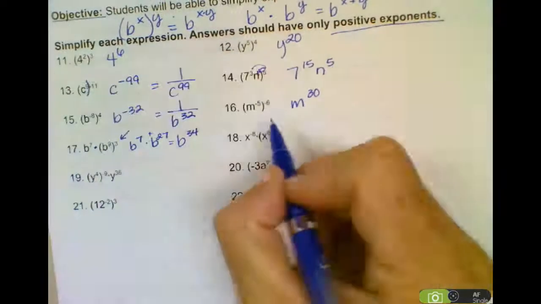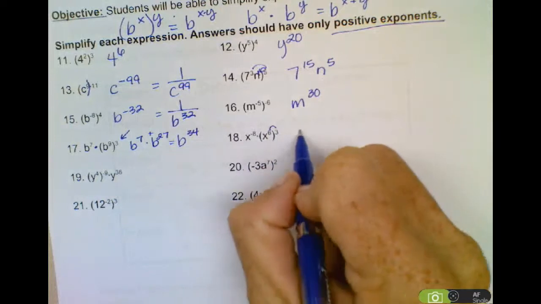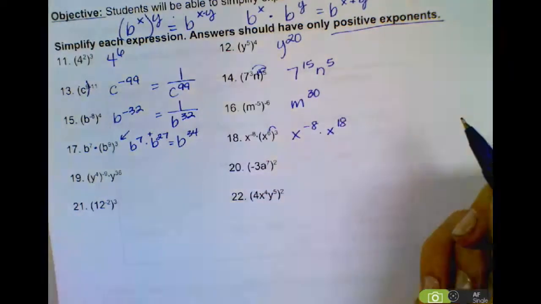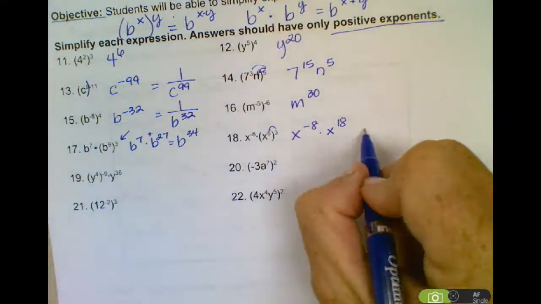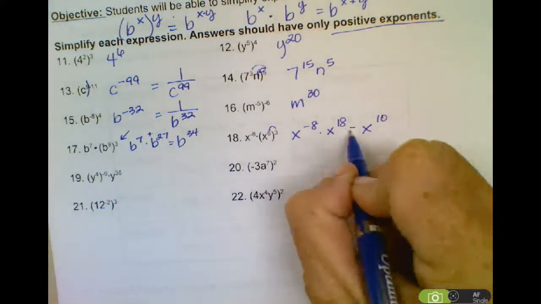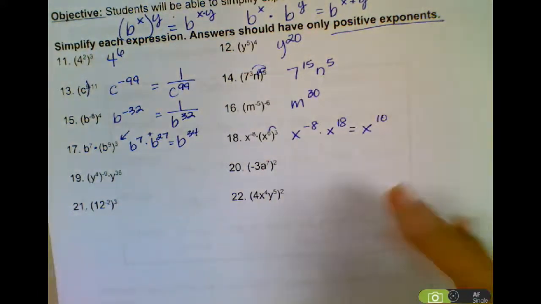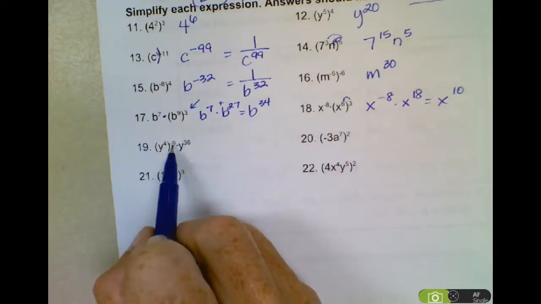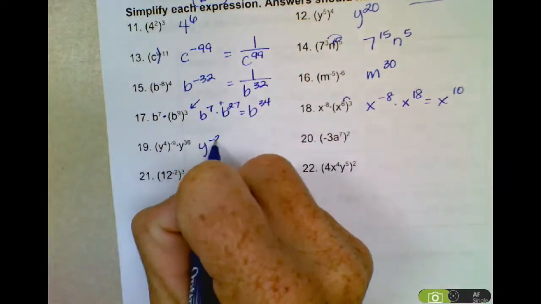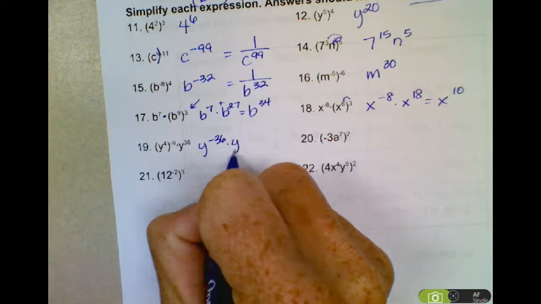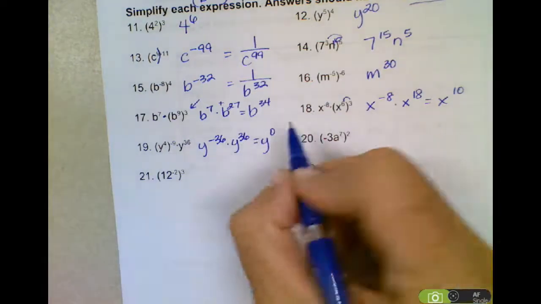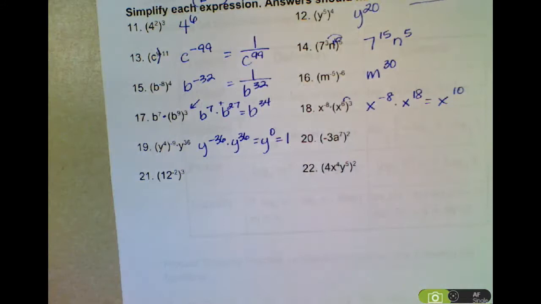Same thing's going to happen on number 18. I've got to combine these first. So I have x to the negative 8th times x to the 18th. Negative 8 plus 18 would be x to the 10th. Four times negative 9 is negative 36 times y to the 36th. I need to add those together, so I get y to the 0, which equals what? Anything to the 0 power equals 1.